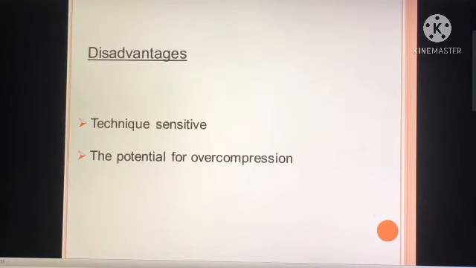The disadvantage is that it is technique sensitive. So it is totally a non-physiologic technique. We are arbitrarily scraping the master cast, so there is a chance of over compression. There is a chance of over scraping that will result in over compression of the tissues.